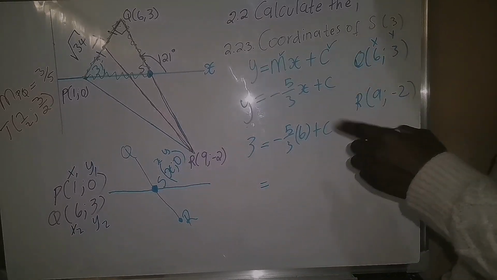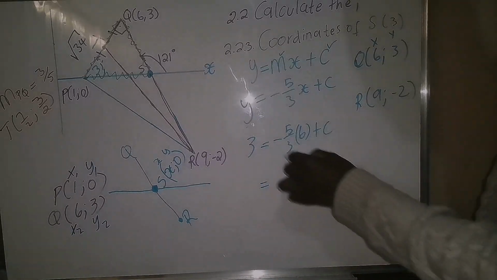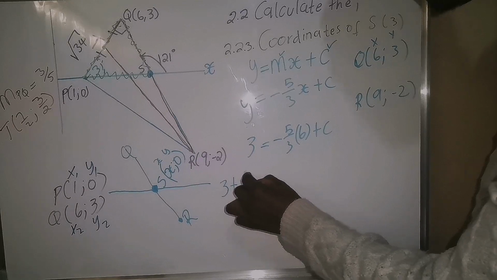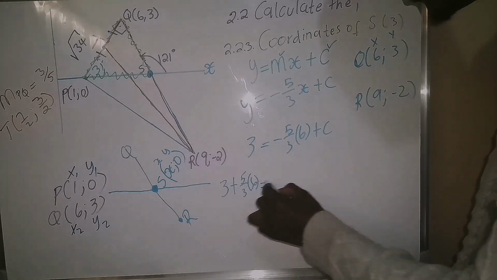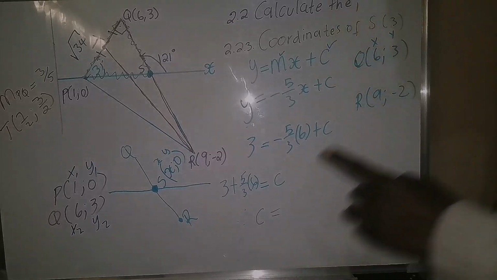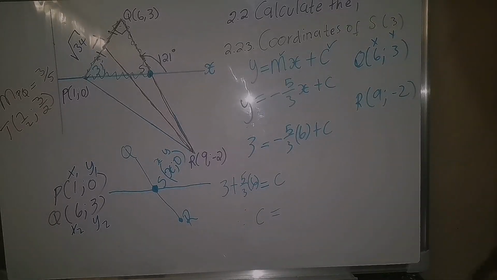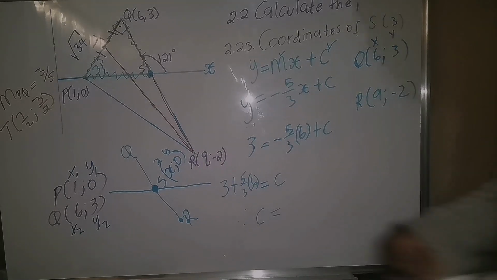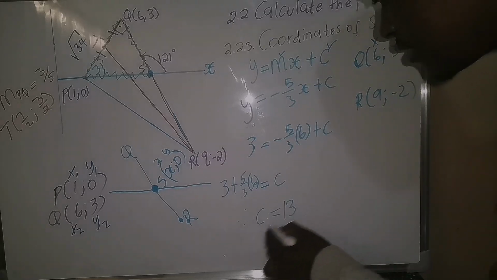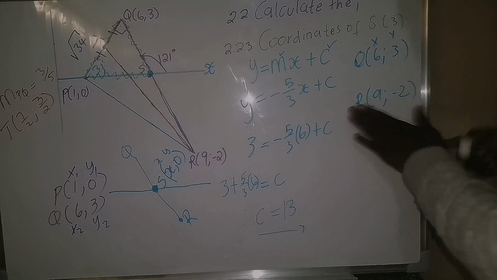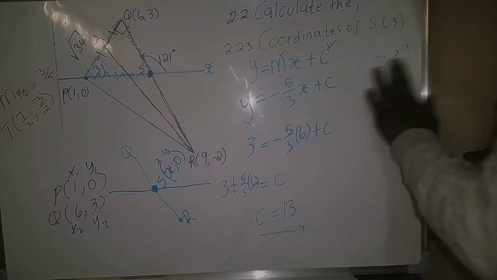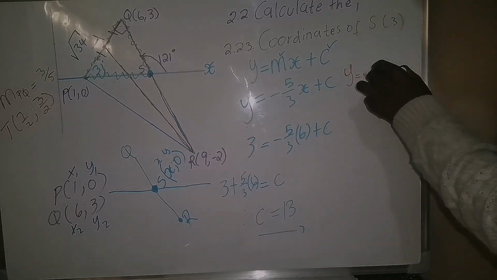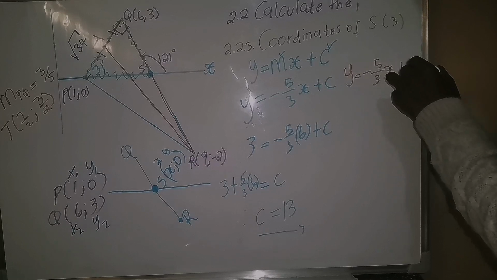On your calculator, I'm going to transpose this -5/3 times 6 to the left. So 3 plus 5/3 multiplied by 6 is equal to c. On your calculator, 3 plus 30/3, my answer is 13. So c is 13. That's how you find c. Therefore, our equation is y equals -5/3 x plus 13.